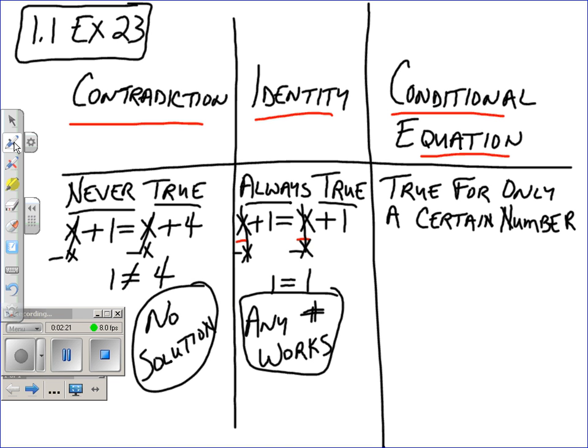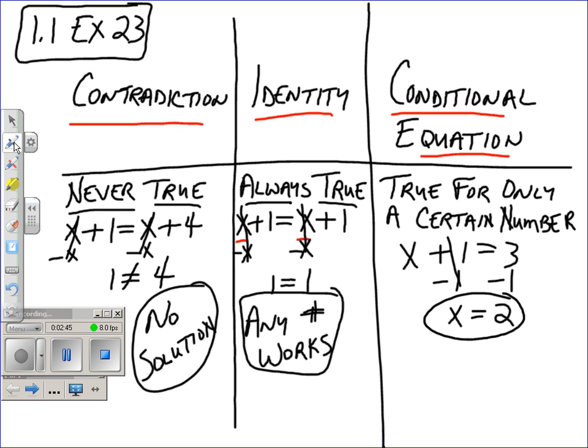Conditional equations are what you're used to seeing. You're used to seeing an equation that has a certain solution. So conditional equations are true, but only for a certain number. You can't put just any number in. For example, you're solving this simple equation here: x plus 1 equals 3. You're going to try and isolate the x by subtracting 1 from both sides. Your 1's cancel. x equals 2. This is called a conditional equation. It is true, but only for 2.